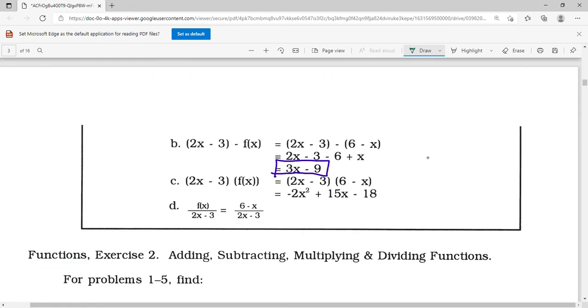So that's the answer right there. Just leave it the way it is. All we did was substitute that with the 6 minus x.